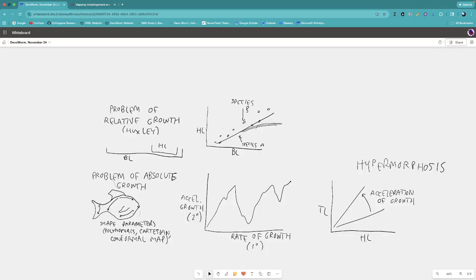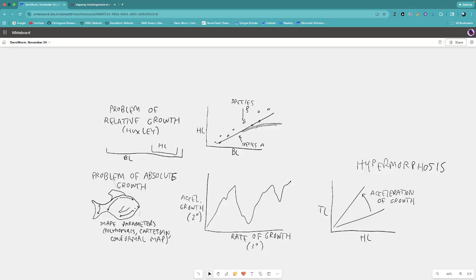phenotypic character traits. And so we can use polynomials, we can use a Cartesian coordinate system like D'Arcy Thompson did, we can use other coordinate systems depending on the shape of the morphology, and then we can use conformal maps. Conformal maps are interesting because they allow you to warp the morphology and explore some of these shape parameters in more detail.